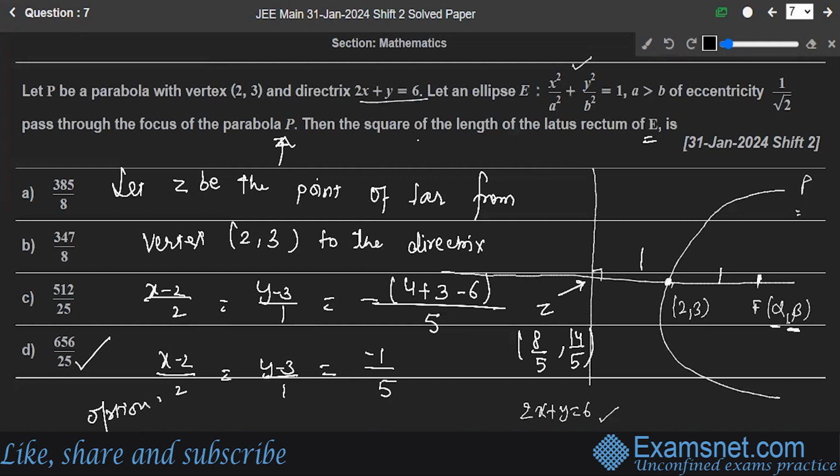Option D is the right answer. Hope you're clear with this. Let's move to the next question then.